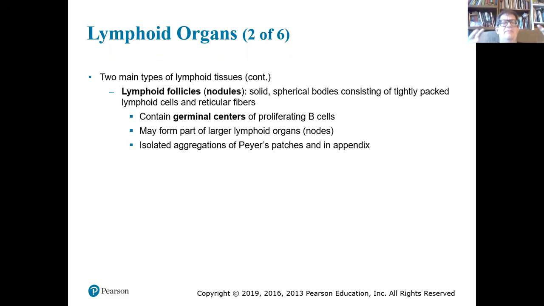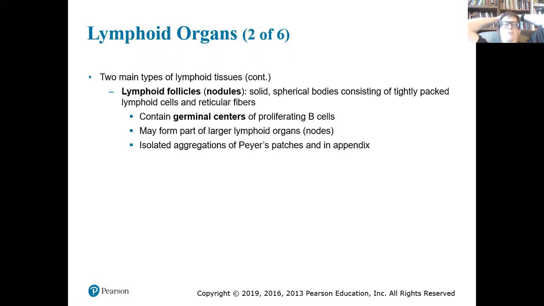If we have a bigger collection and we put a capsule around it, it's a lymphoid follicle, a nodule. These are more tightly packed, a lot more reticular fibers. They tend to be kind of spherical shaped or bean shaped. They have germinal centers. Germ tells you something's growing there. What's growing there? B cells are growing there. And they may form part of bigger lymphoid organs. That would be a lymph node.